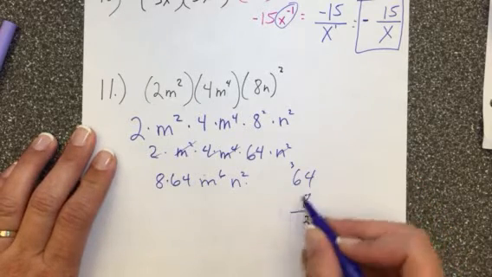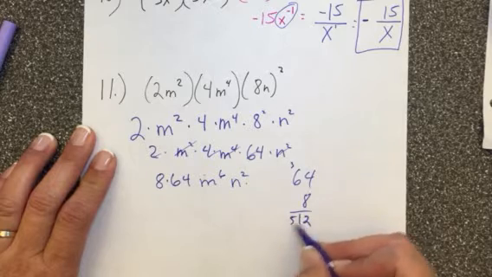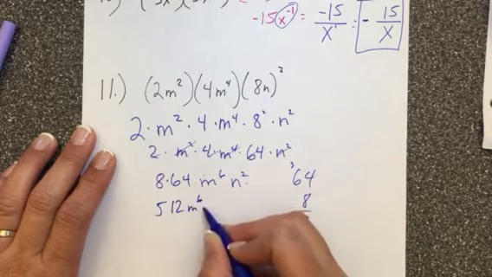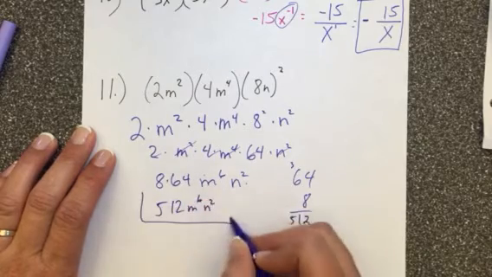6 times 8 is 48, 49, 50, 51. So it's going to be 512 m to the 6, n to the 2, and that's my answer.